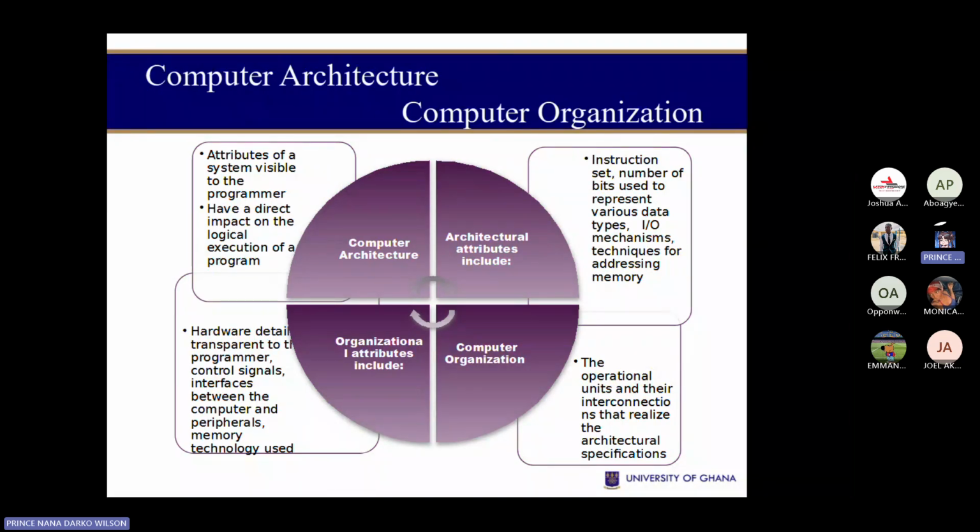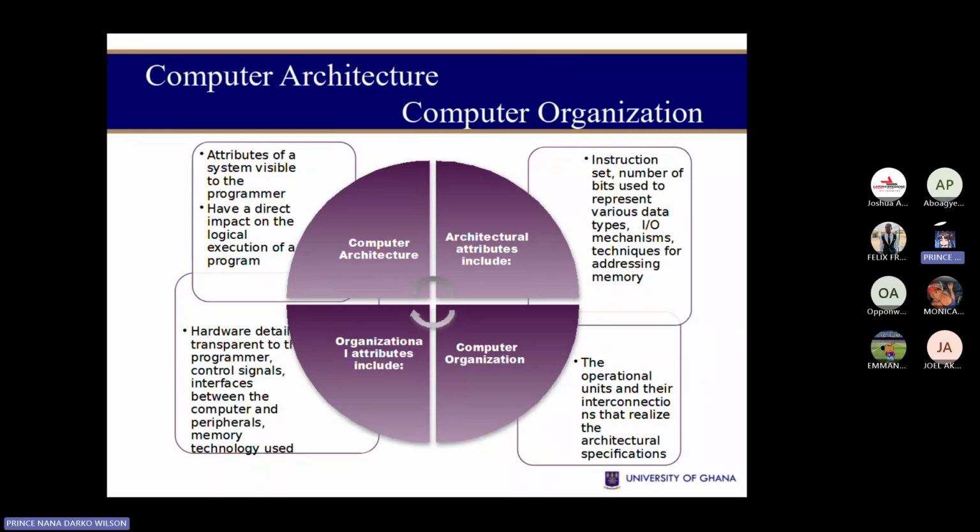So let's break these things down. We start with the computer architecture. It says attributes of a system visible to the programmer. So these are things that the programmer can see and then access. And they are things that allow the program to directly communicate with the computer through logical instructions and then help them execute programs. Then the architectural attributes.